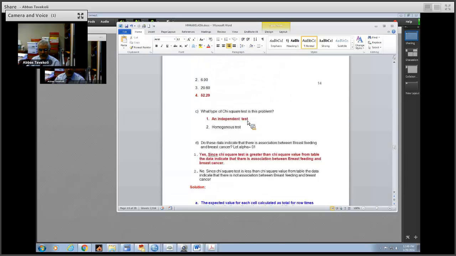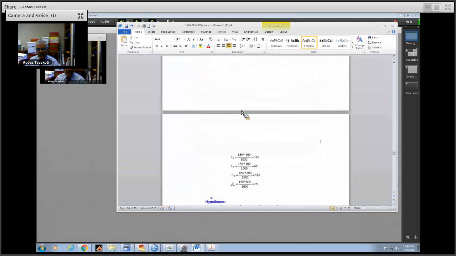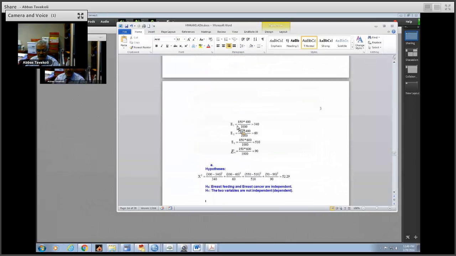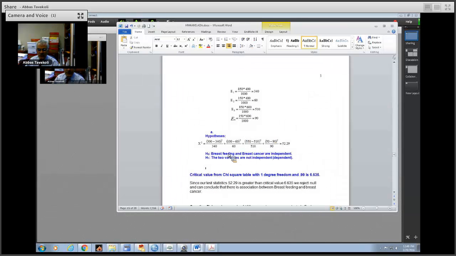Next question, we have one related to the chi-square test. I asked to calculate the expected value for cells 1 and 4 and the chi-square, and whether it is a test of independence or homogeneity. Remember, if we have 1 sample and 2 factors, that would be independence. If you have 2 populations or 2 samples, then it would be a homogeneity test.